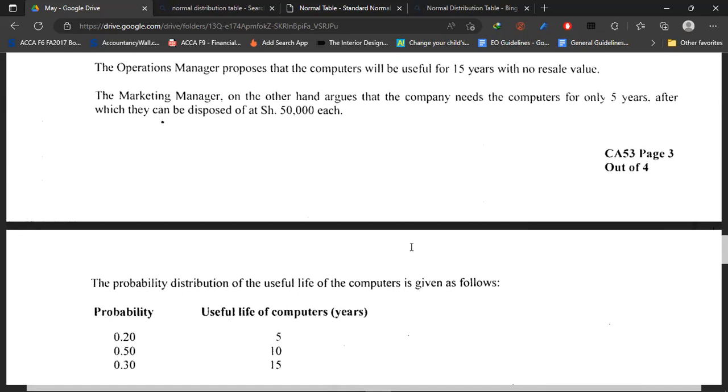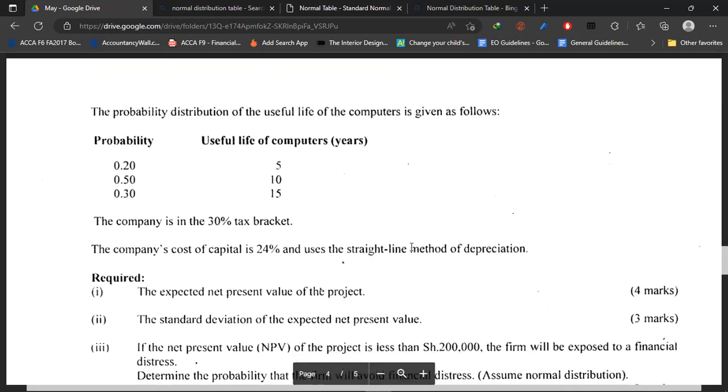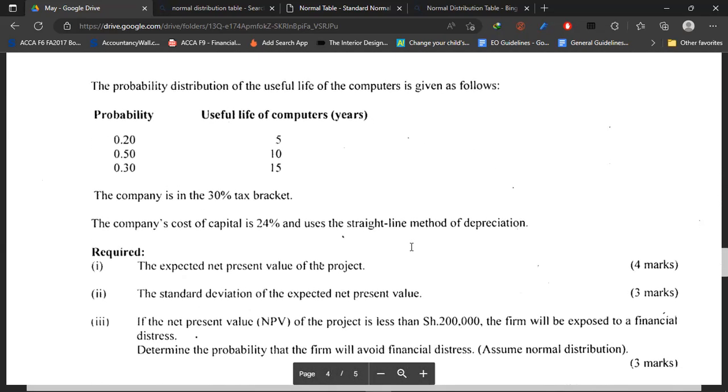The probability distribution of the useful life of the computers is given below. It is given as follows. You can see them as they are. The company is in the given percent tax bracket. The company's cost of capital is 20% and it uses the straight line method of depreciation.